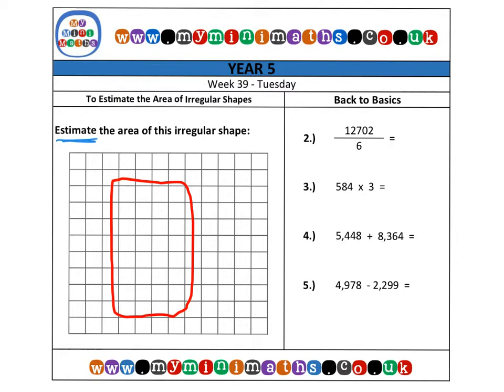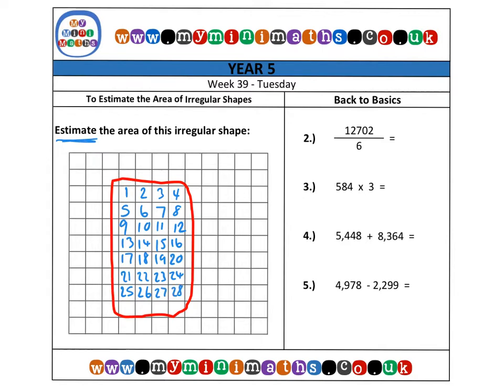Now the first thing we need to do is calculate how many full squares we have. So the first thing we're going to do is we're going to work our way along and just count up the whole squares. Now the reason why I am putting in numbers is so I know exactly which squares I've already counted, but also I won't lose count of how many I've actually counted. So it actually helps us in two different ways. 24, 25, 26, 27, 28.